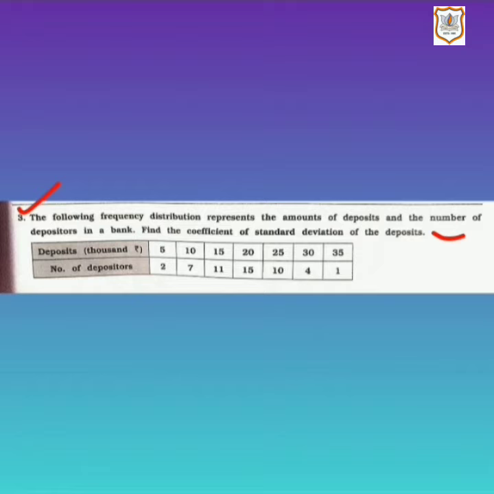Now, as you have to find the coefficient of standard deviation, just now we saw the formula of coefficient of standard deviation. It was S upon mean. So we have to find standard deviation also, mean also. Then only we can find coefficient of standard deviation. Here you can see deposits is given and number of depositors, that is frequency, is given. This is discrete frequency distribution. So we are going to do the sum and be more clear.